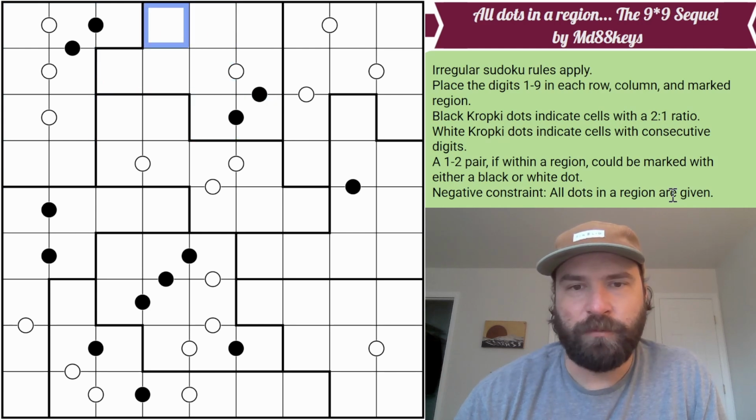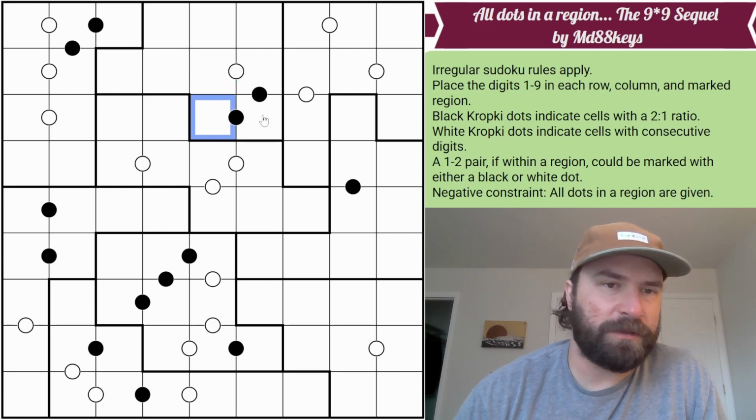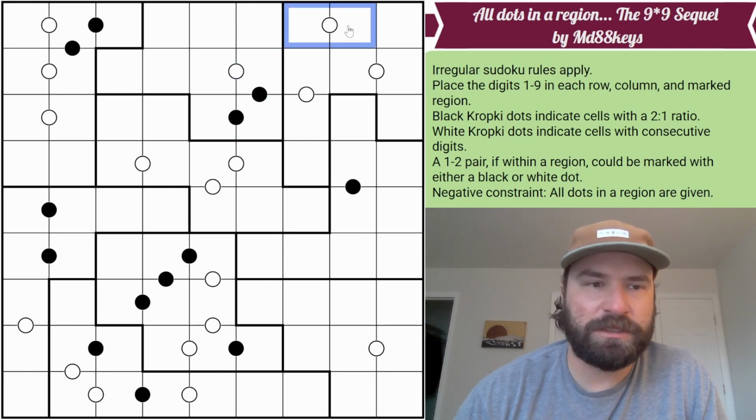Then we've got black and white Kropke dots. So the black ones are in a 1-to-2 ratio. So this number has to be either half or 2 times this number, and it's the same for every black dot. And then white dots are consecutive digits, so we're going to have 1, 2, 3, 4, something like that on the white dots.